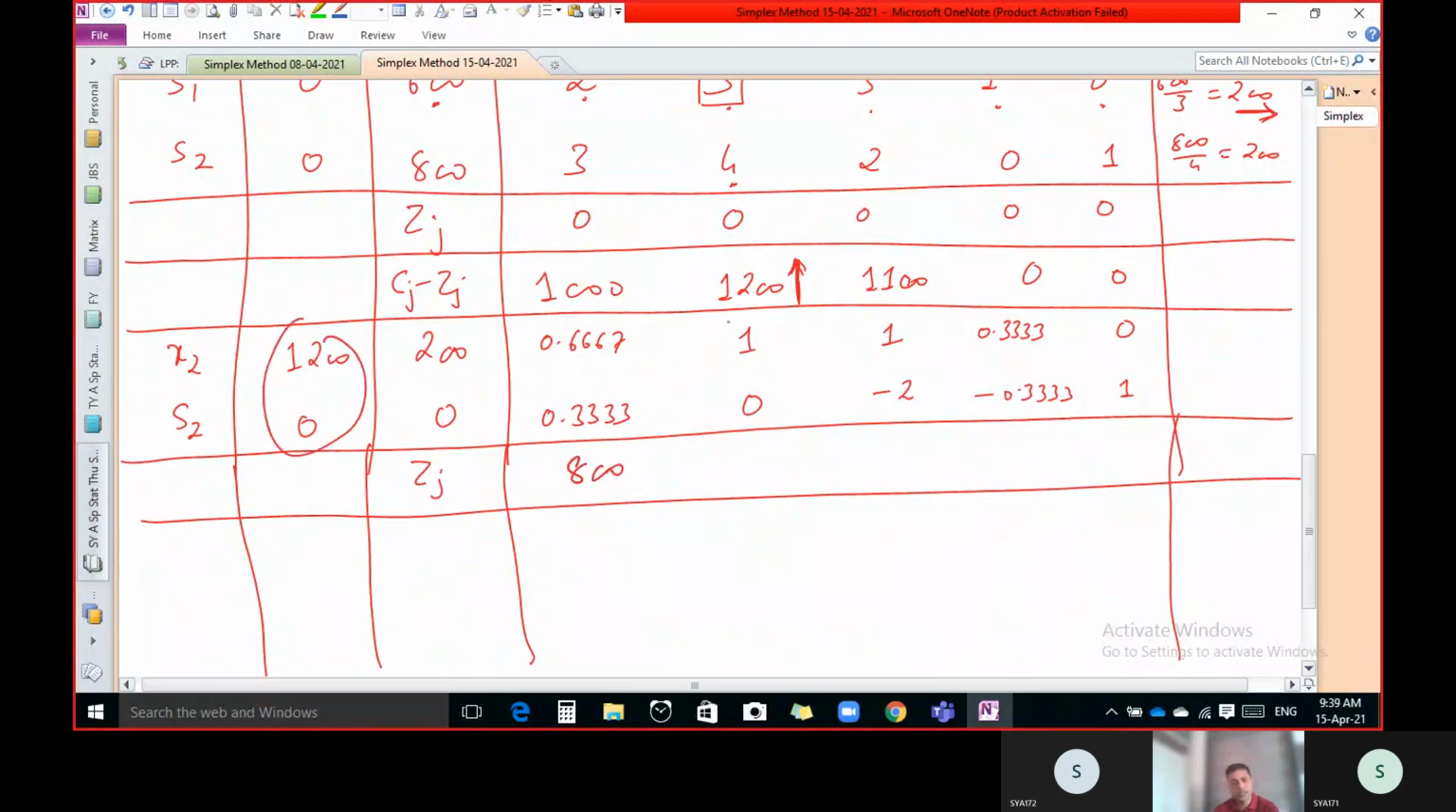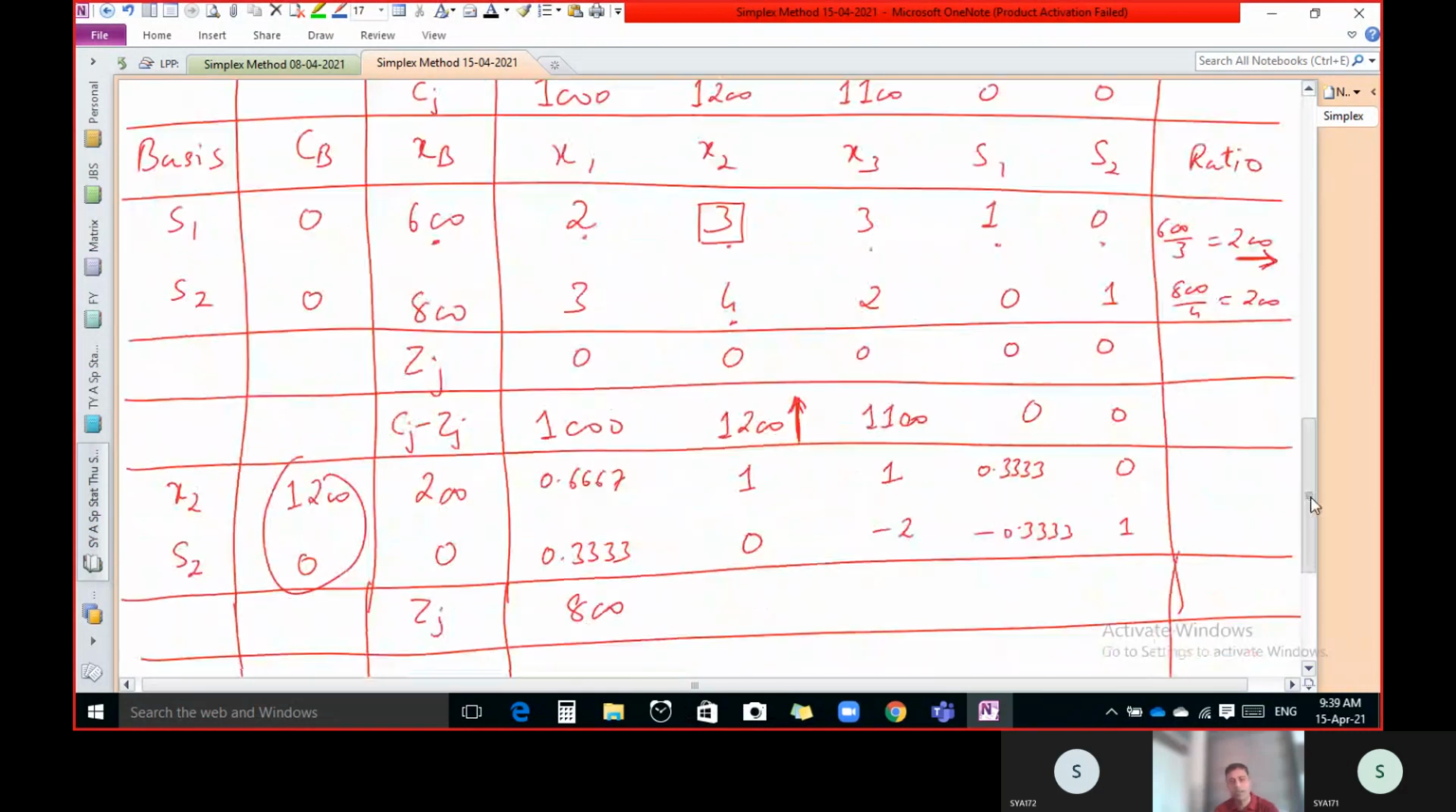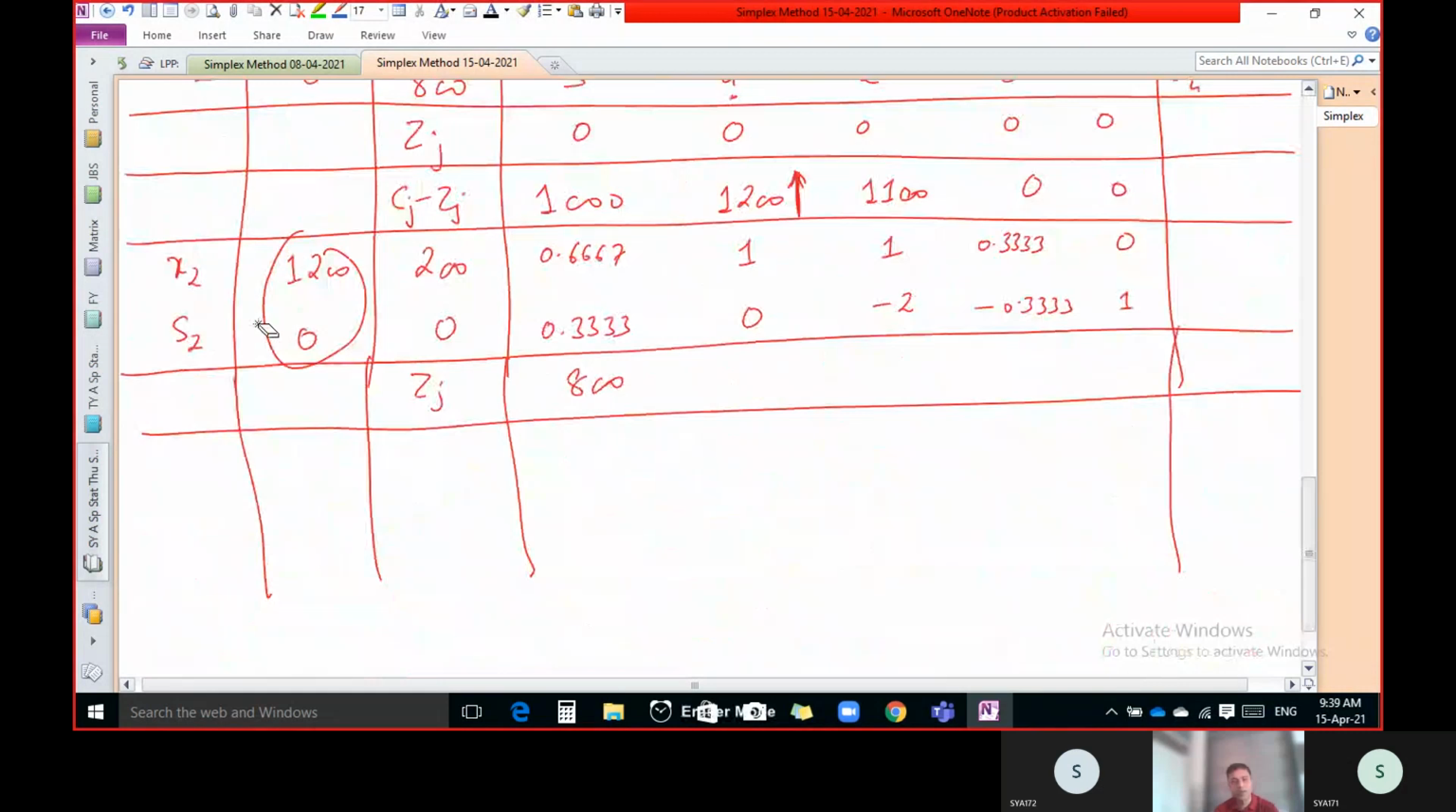Now this with this. So 1200 into 1, 1200, 0 into 0, 0. Total of that is 1200. So here you have to write 1200. Now 1200 into 1, that is 1200, and 0 into 2, that is 0. So we have to write 1200. 1200 into 0.33333 is 400, and 0 into this is 0. So total of that is 400. And 1200 into 0 is 0, and 0 into 1 is 0. So we get 0 here.